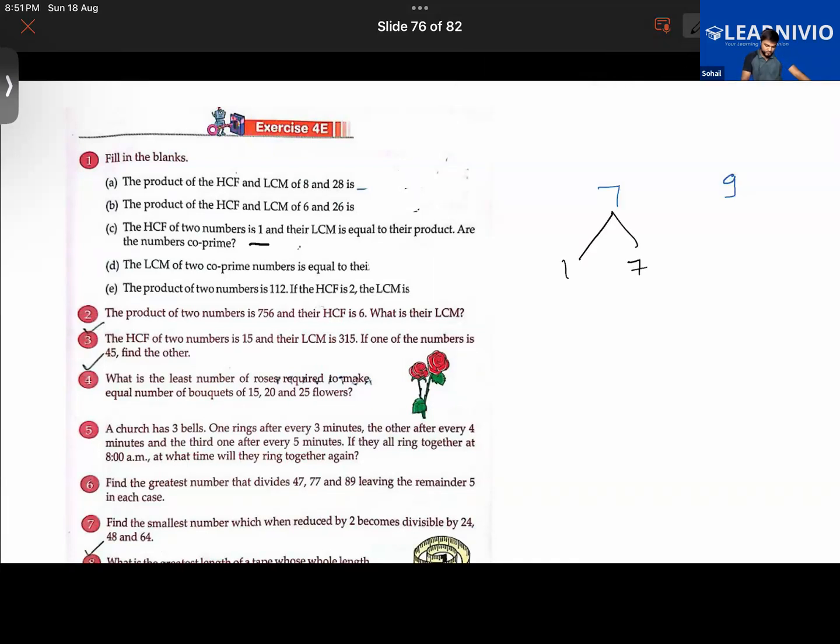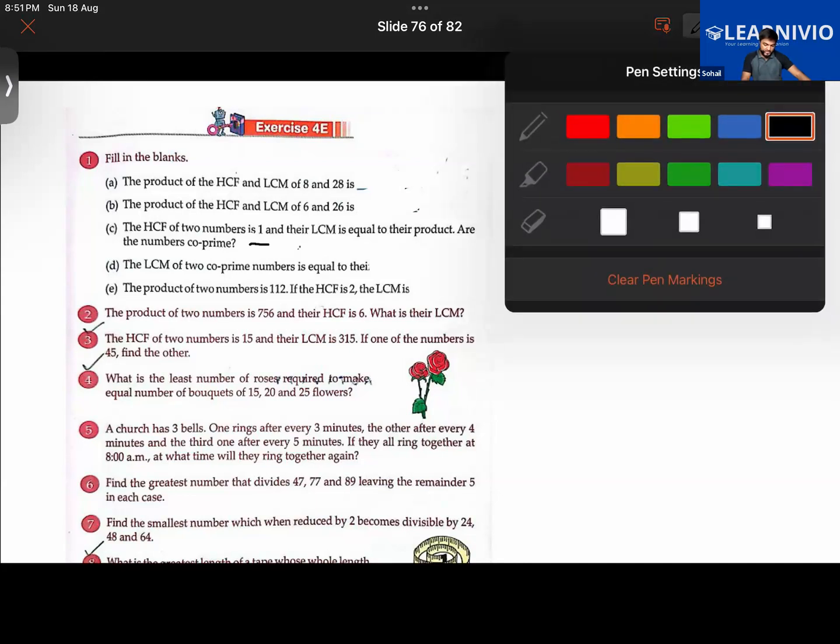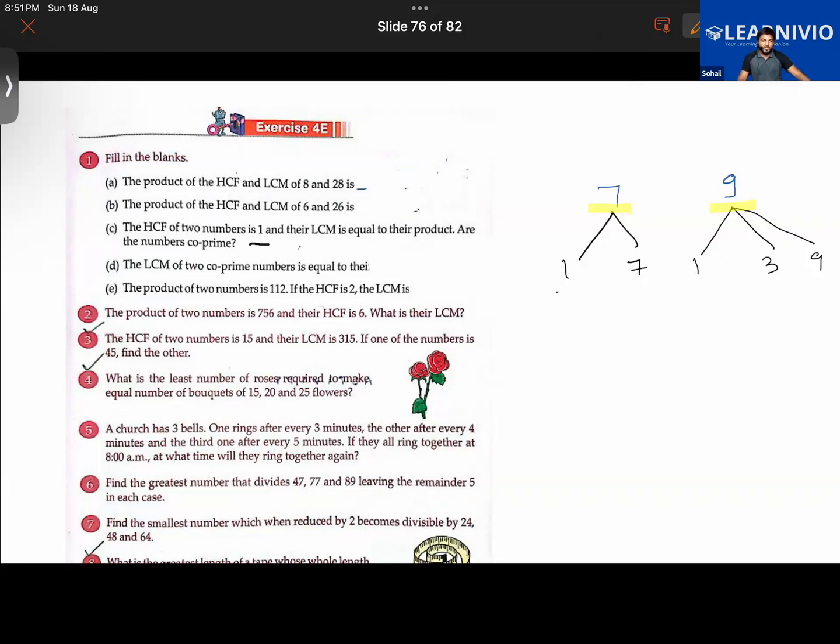I don't know. Okay, see, there are two numbers. Say you have the numbers 7 and 9. Their factors: for 7, it is 1 and 7. For 9, it is 1, 3, and the number itself, 9. Now these two numbers, the only common factor that they have is 1. The only common factor between them is 1. So co-prime numbers, yes. Co-prime or twin prime.